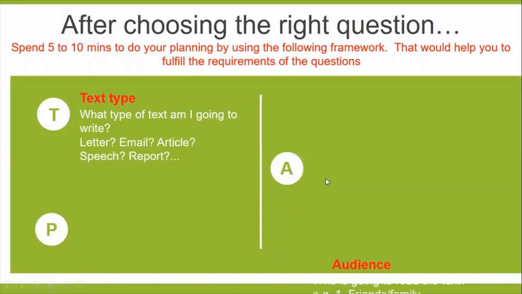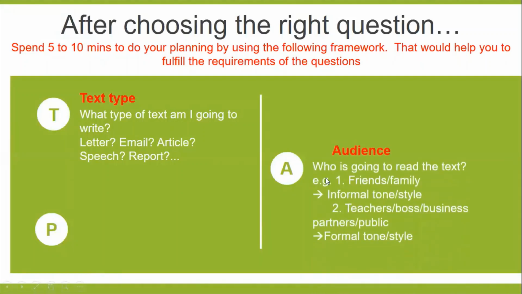A stands for audience. You need to think about who is going to read your text. If your friend or your family member is going to read the text, then you should use informal tone or style. However, if the reader is your teacher, your boss, the business partners, or the public, then you need to use formal tone and style.